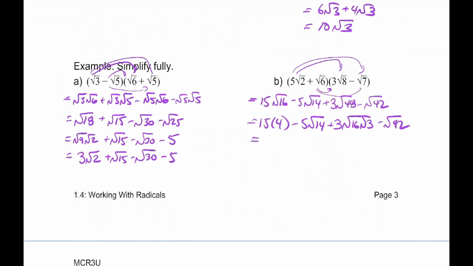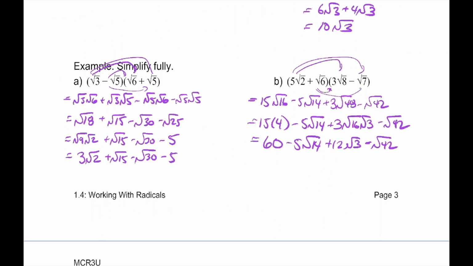So here we get 15 times 4, which is 60, minus 5 root 14. 3 times 4, because root 16 is 4, that's going to be 12 root 3 plus root 42. So not plus or minus root 42. And that's the final answer. Can't simplify that any further. Yes, that root 42 looks troubling to me.